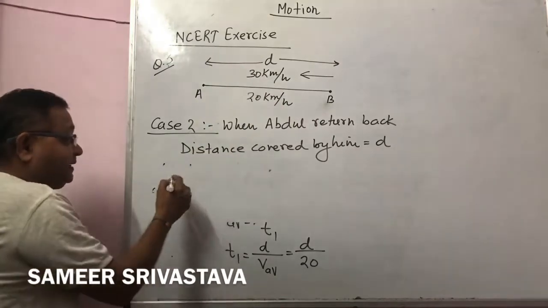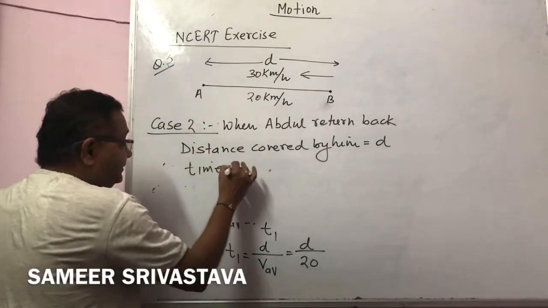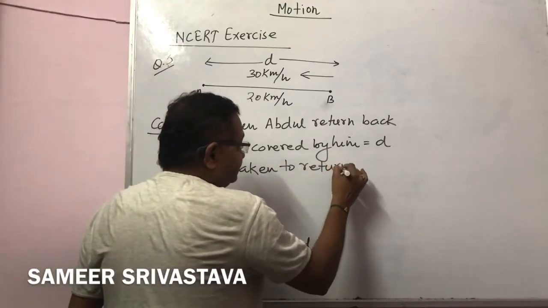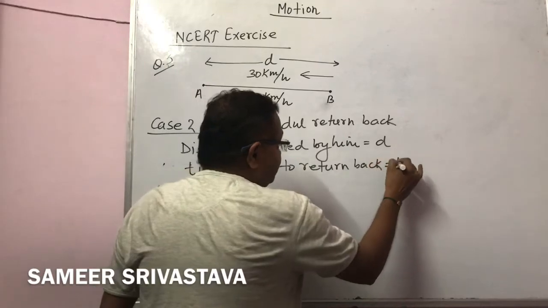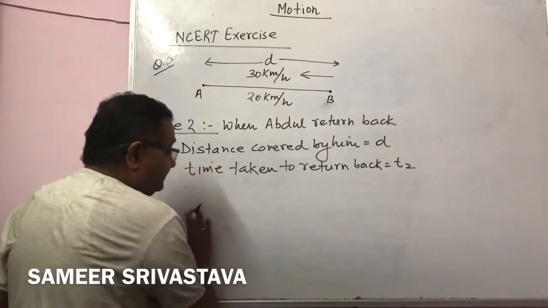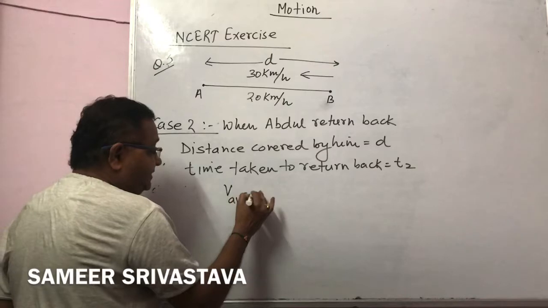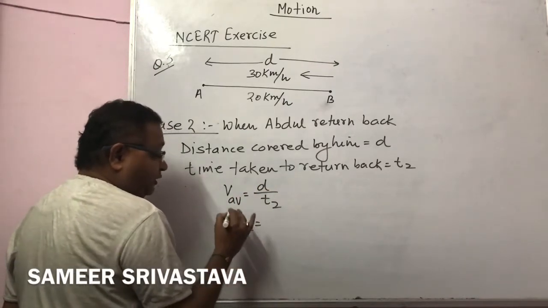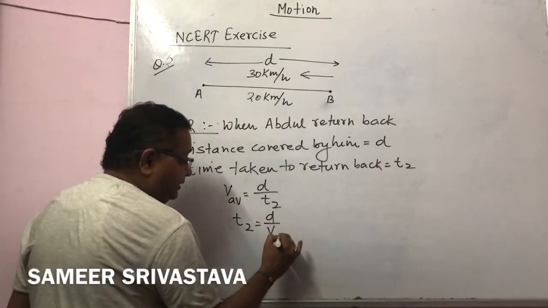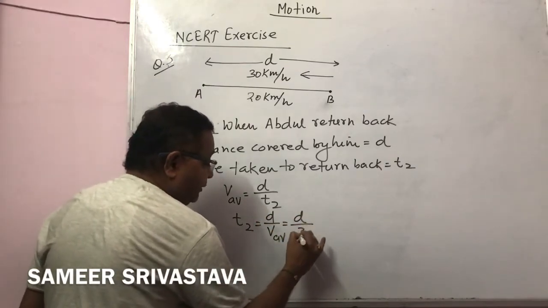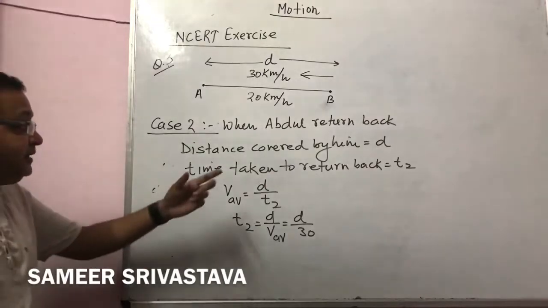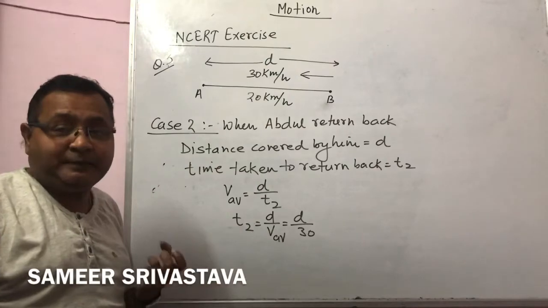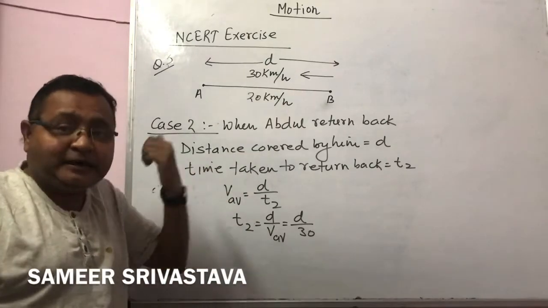So again we assume the time taken to return back is T2. Okay. Now again the formula, V average is equal to distance upon total time. So again we find the formula for time by using D upon V average, or we can write D upon 30. So in two cases we find the values of T1 and T2, how much time it takes to go to the school and return back home.